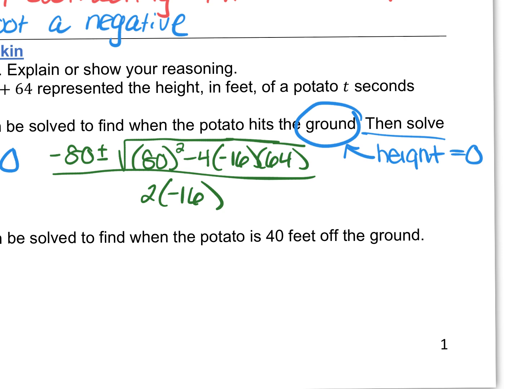So the next thing I'm going to do is personally simplify my radicand and my denominator. So now I have negative 80 plus or minus the square root, and this comes out to be 10,496, all over negative 32.